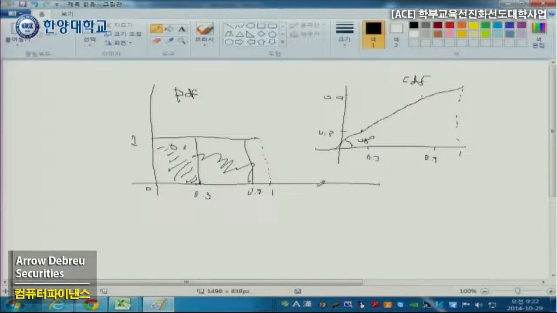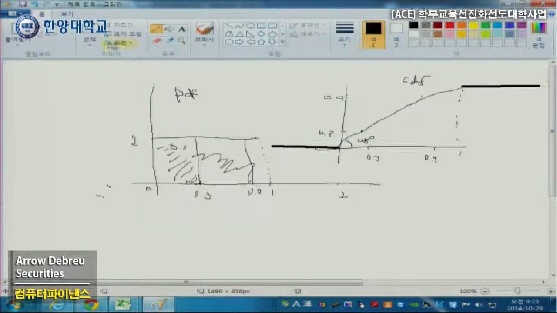And then the probability that any number is less than 2 is still 1, so it should be flat from this point. And it should also be flat from this point, because the probability that a random number is less than -1 is 0. Every random number is between 0 and 1. So the cumulative density function will look like this.